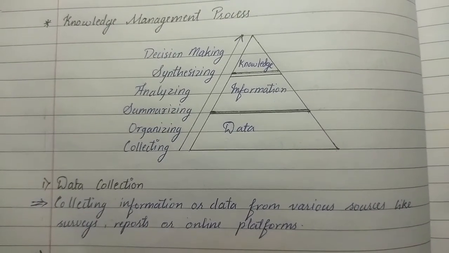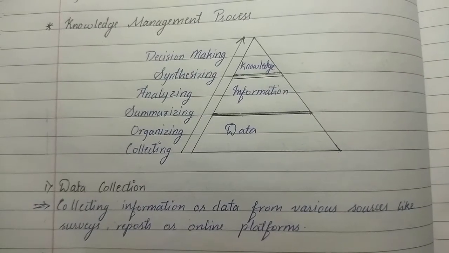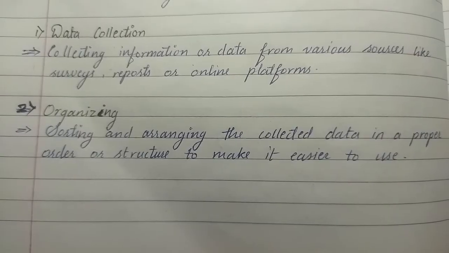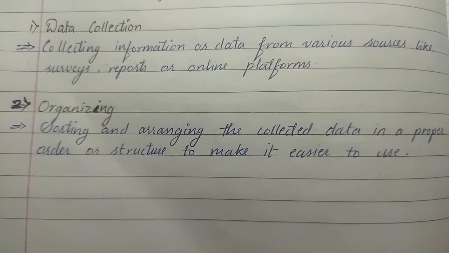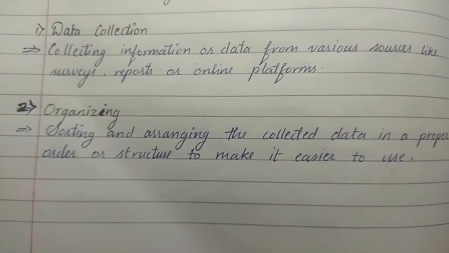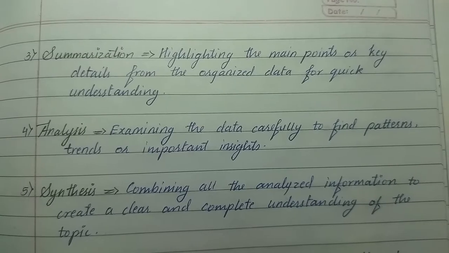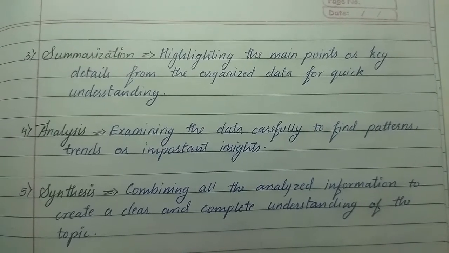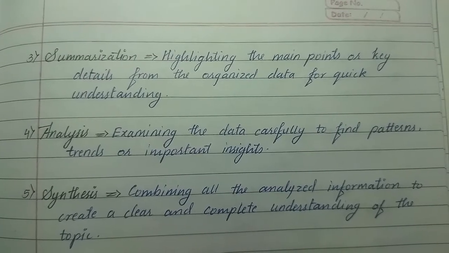So the first step is data collection, collecting information or data from various sources like surveys, reports or online platforms. Second is organizing, which means sorting and arranging the collected data in a proper order or structure to make it easier to use. Then third is summarization, highlighting the main points or key details from the organized data for quick understanding.